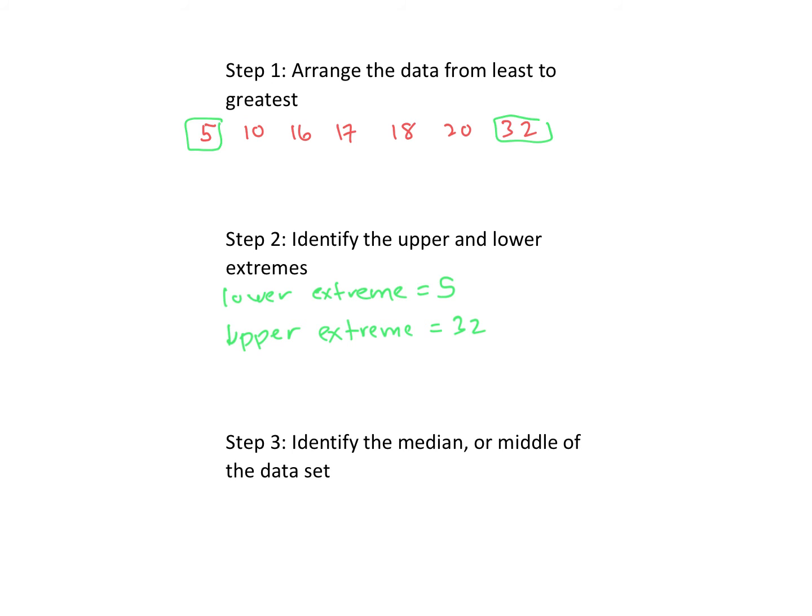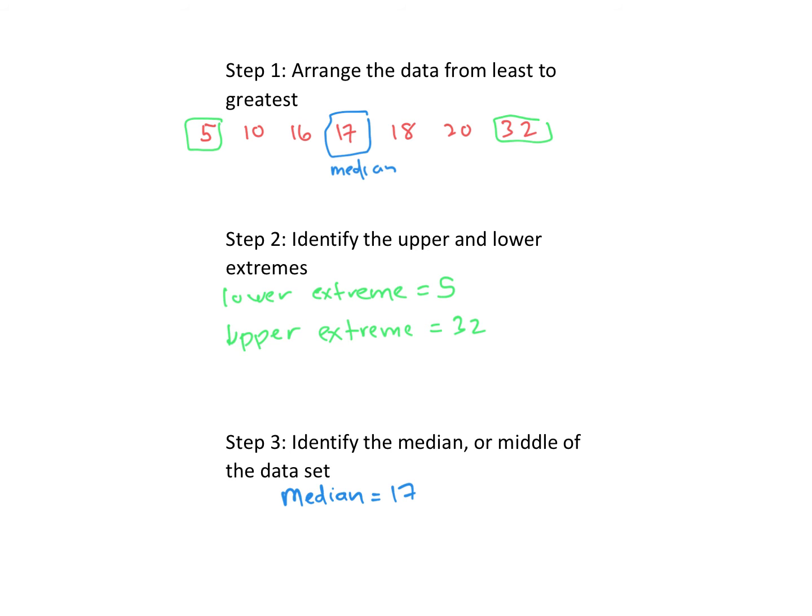Now we want to find the median. Since there are 7 numbers, we would have an exact middle. Let's do this in blue. So 17 would be the median. There are 3 numbers to the left and 3 numbers to the right. So the median is 17.